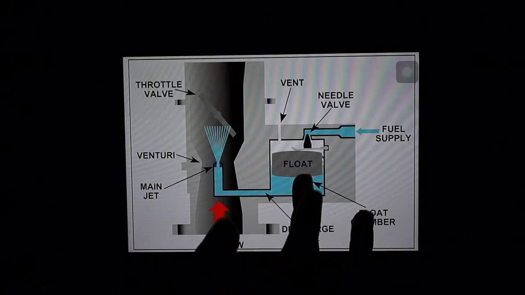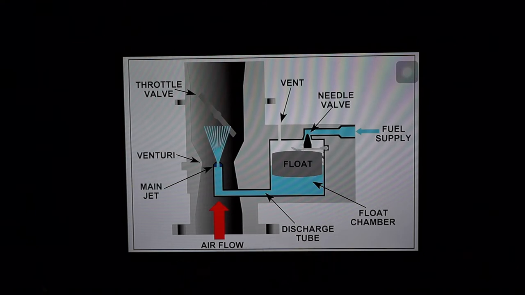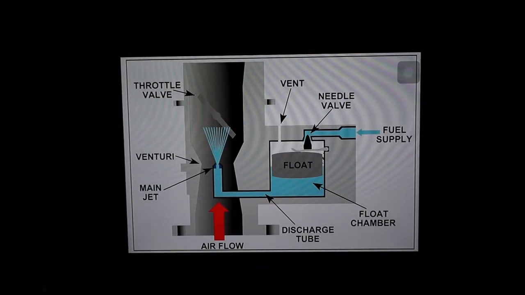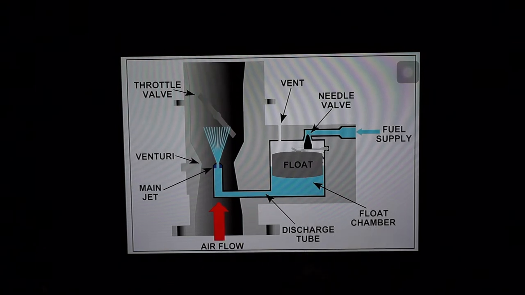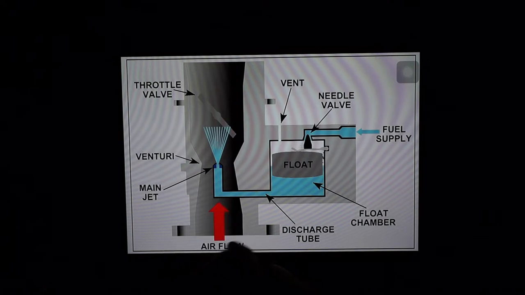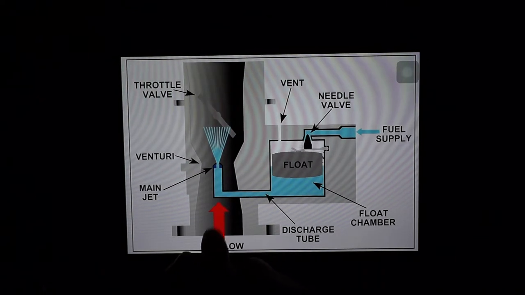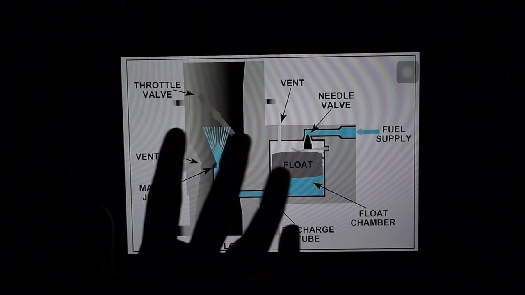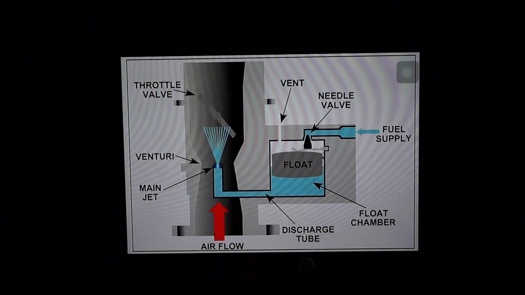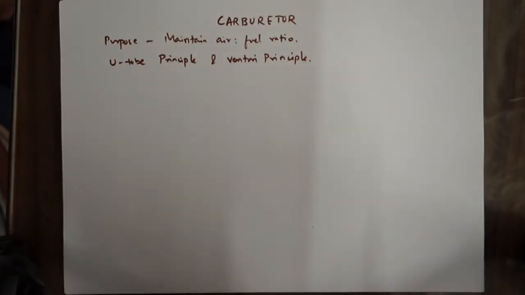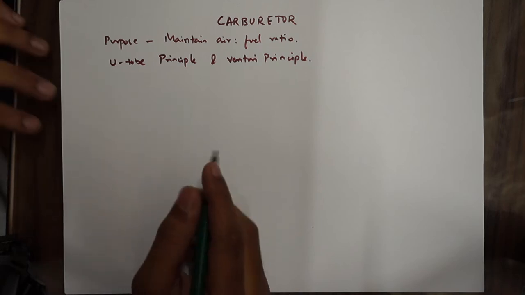The float is the one that maintains the fuel supply. It gives an indication if the fuel is dropping or increasing in the float chamber. There's the airflow here, which keeps your air-to-fuel ratio, and the throttle is the one that pulls in more air. That diagram is enough for you to get hold of what I'm going to mention in the rest of the video.